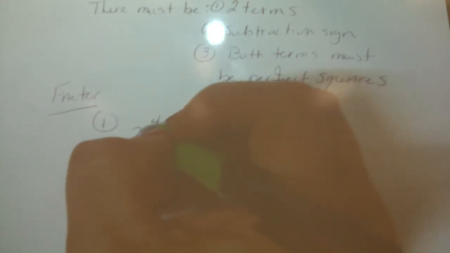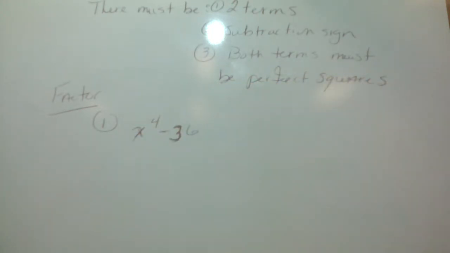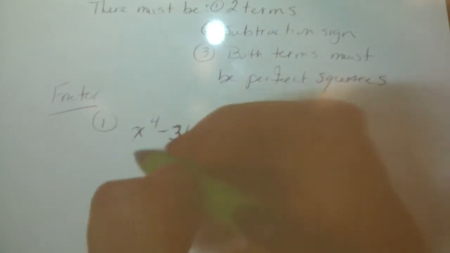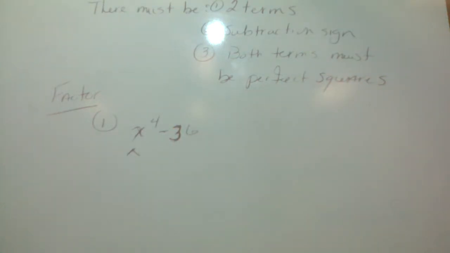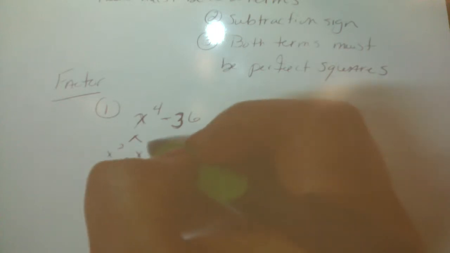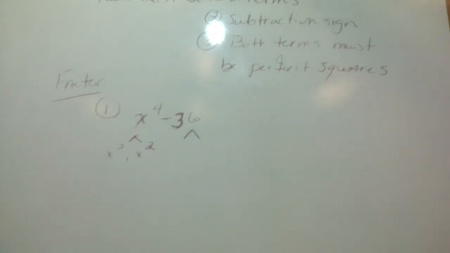So number 1, I've got x to the 4th minus 36. So all 3 of these have to apply for each problem. Are there two terms? Yes. Is there a subtraction sign? Yes. Are both terms perfect squares? Yeah. Well, what times itself is going to give you x to the 4th? Well, that would be x squared and x squared. What number times itself will give you 36? Well, that would be 6 times 6.